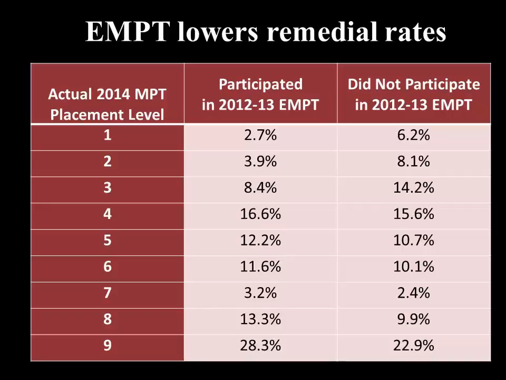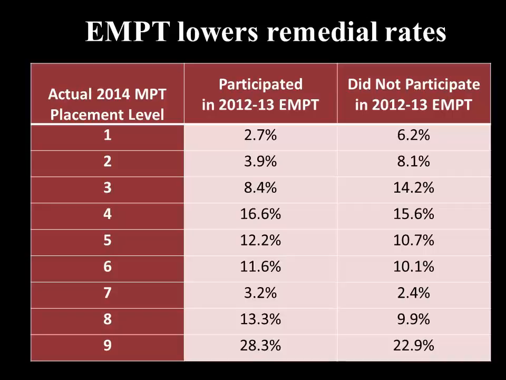So what we see here, if we compare the percent of students who participated in the EMPT to those who did not participate in the EMPT program, we see that we have more students who did not participate in the EMPT placing into those 2 remedial levels. So 6.2% place at a level 1 or the lowest level, and 8.1% are placing into level 2. In comparison to the students who did participate in the program, where only 2.7% and 3.9% are placing at those levels.